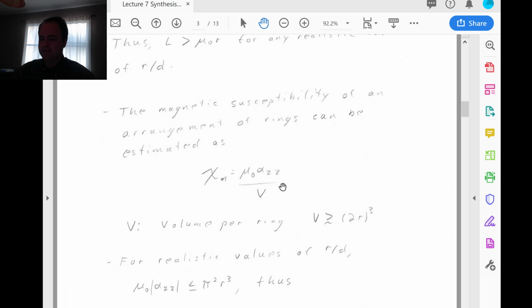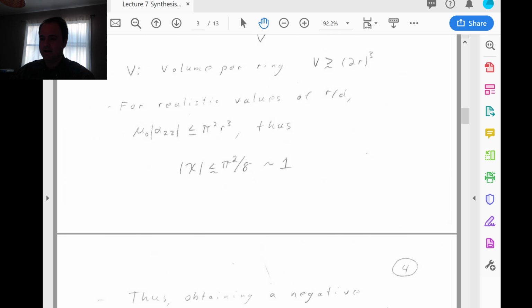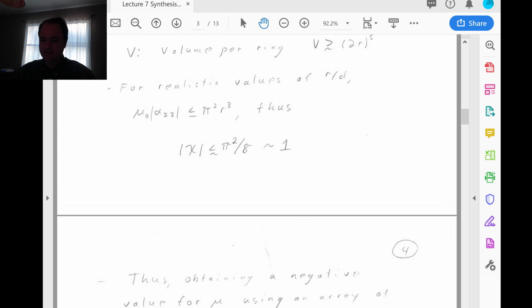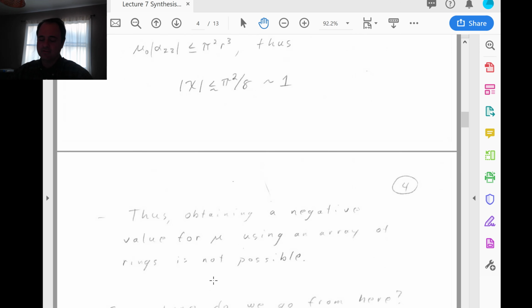You can put that into here, and so for any realistic value of r over d, the alpha zz is equal to pi r cubed. So with this and with V, you get this chi is approximately equal to 1. Okay, so chi, the magnetic susceptibility, is pretty close to 1. So it's not very large at all. So thus, obtaining a negative value for mu using an array of rings is not possible.